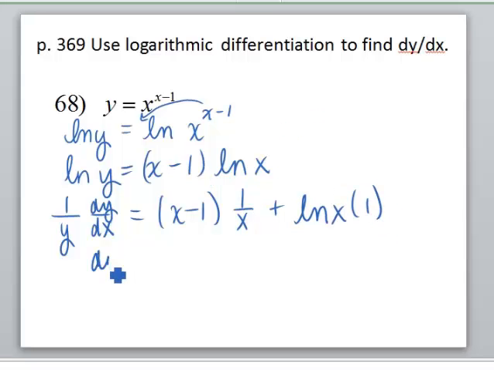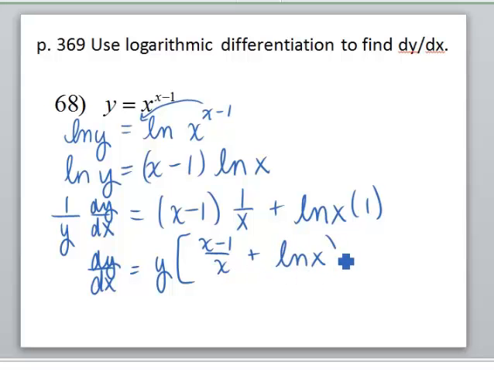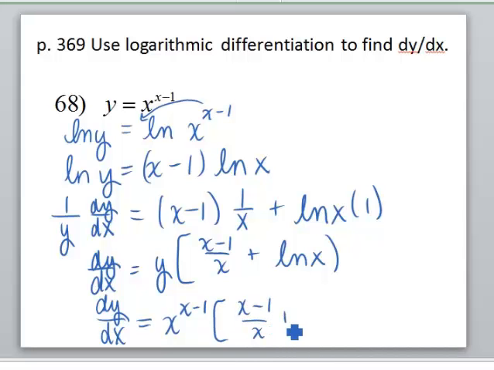We have to get dy over dx by itself, so I'm going to do that by multiplying by y on both sides. So I'll put y times this whole amount. Let's go ahead and rewrite this as x minus 1 over x plus, I just have ln of x. My last step is to substitute my y and put it in terms of x's. So y is equal to x to the x minus 1. And then I have x to the x minus 1 times x minus 1 over x plus ln of x.